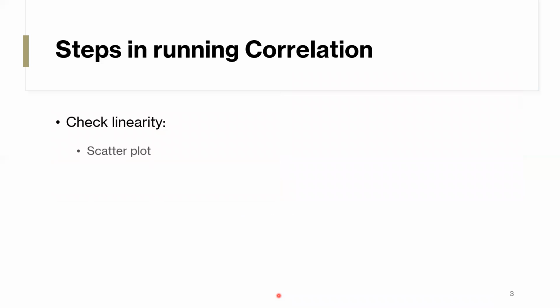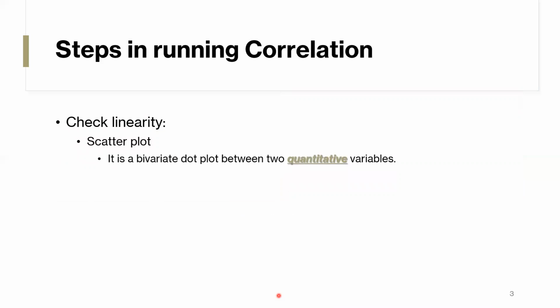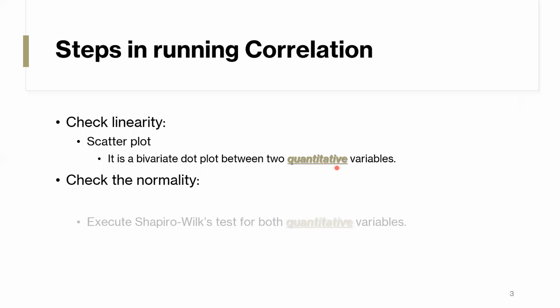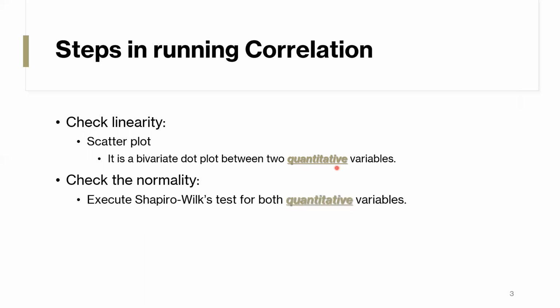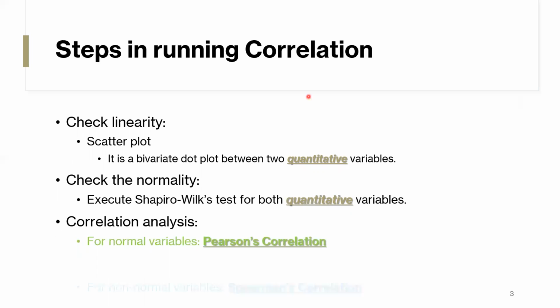So the steps in running the correlation are basically, we will check the linearity first using the scatter plot. The graph shown in the previous slide is called a scatter plot, which is the bivariate dot plot. Bivariate means between two quantitative variables, between two continuous or discrete variables. The second step is to check the normality. We execute the Shapiro-Wilk test for both quantitative variables. And the third stage is to run the correlation analysis.